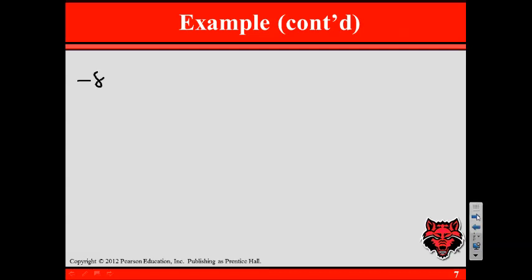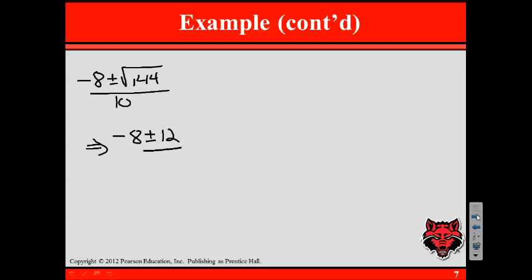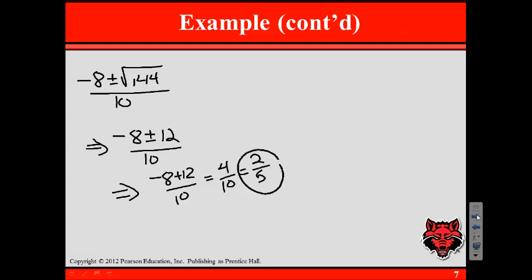So we had -8 plus or minus the square root of 144 all over 10. The square root of 144 is 12, so -8 plus or minus 12 over 10. We now have two different expressions. Negative 8 plus 12 over 10, which is 4 over 10, which reduces to 2/5. We also have negative 8 minus 12 over 10, which is negative 20 over 10, or just negative 2.